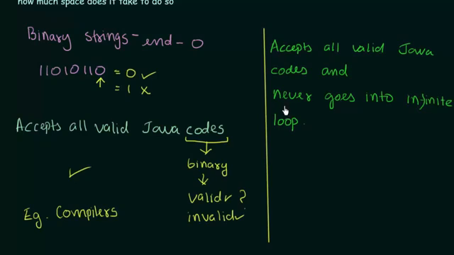Okay, so I want a machine that accepts all valid Java codes and does not go into an infinite loop. Is it possible to design this kind of a system? From the previous example, we have found that it is possible to design a system that accepts all valid Java codes. This part is possible, it's fine. But we have one more condition here, and never goes into an infinite loop. Can I design a system that never allows my code to go into an infinite loop? The answer to this is no. I can never design a system that performs this task.